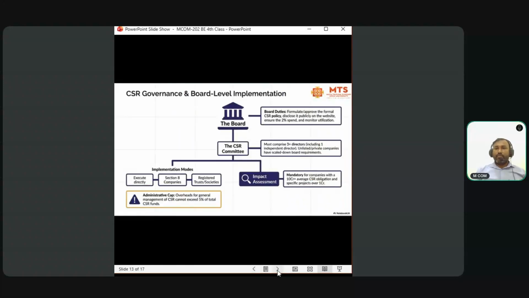The CSR governance and board level implementation. The board CSR committee is there, and board duties are to formulate and approve the formal CSR policy, disclose it publicly on the website, ensure the 2% spend, and monitor utilization. The CSR committee must comprise 2 or more directors. Implementation modes: execute directly, Section 8 companies, and registered trusts and societies.